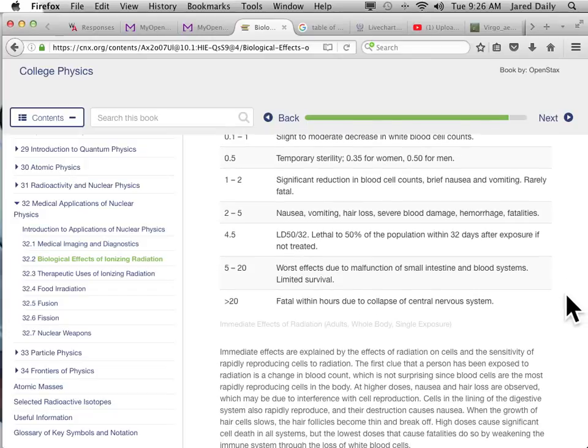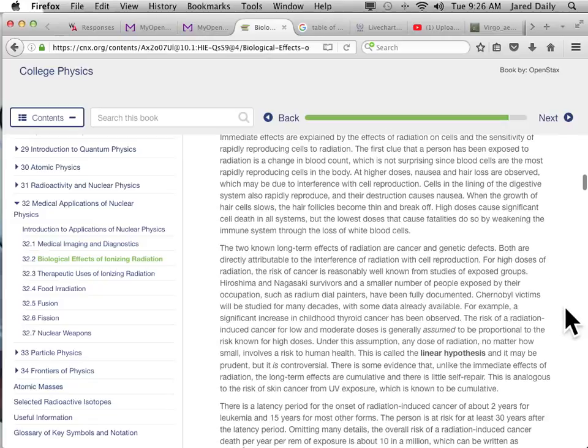There we go. Worst effects, and then greater than 20 is fatal within hours. Essentially, everything dies off. The central nervous system collapses, and your body just dies.